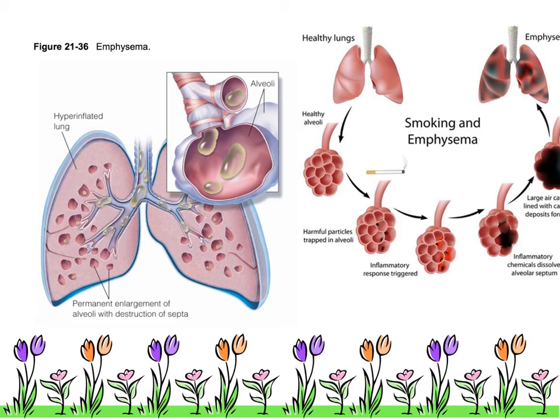You don't have all the individual alveoli with all the individual septa for gas exchange. You have one large area, and the outside of that is lined with carbon deposits. So you no longer have any healthy area within that whole sac for air exchange to occur, or gas exchange to occur. And so that patient's capacity for gas exchange has decreased significantly.